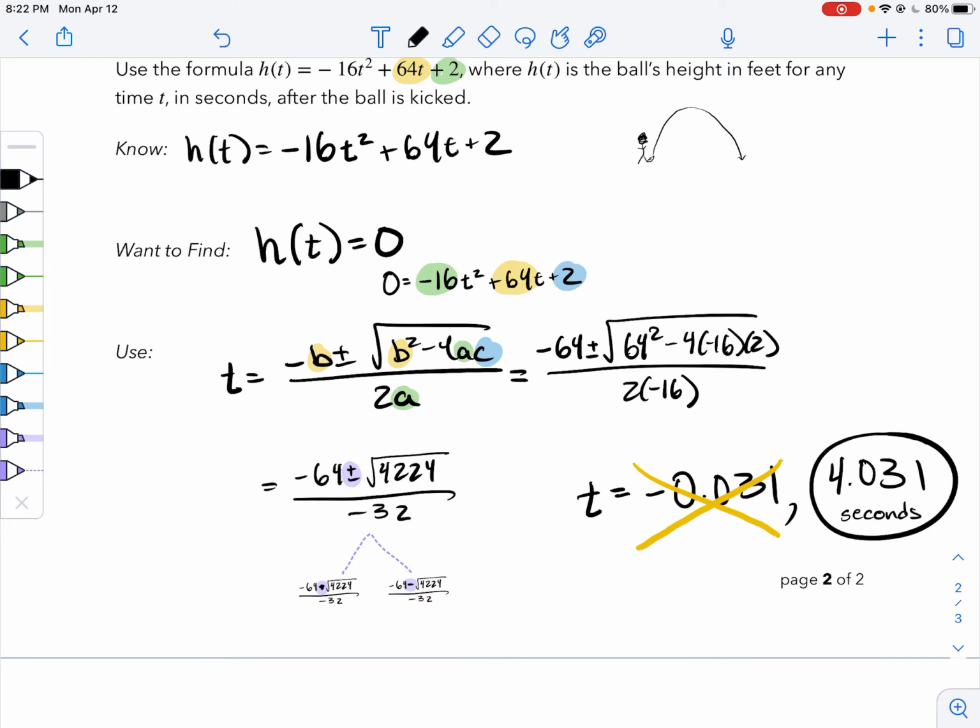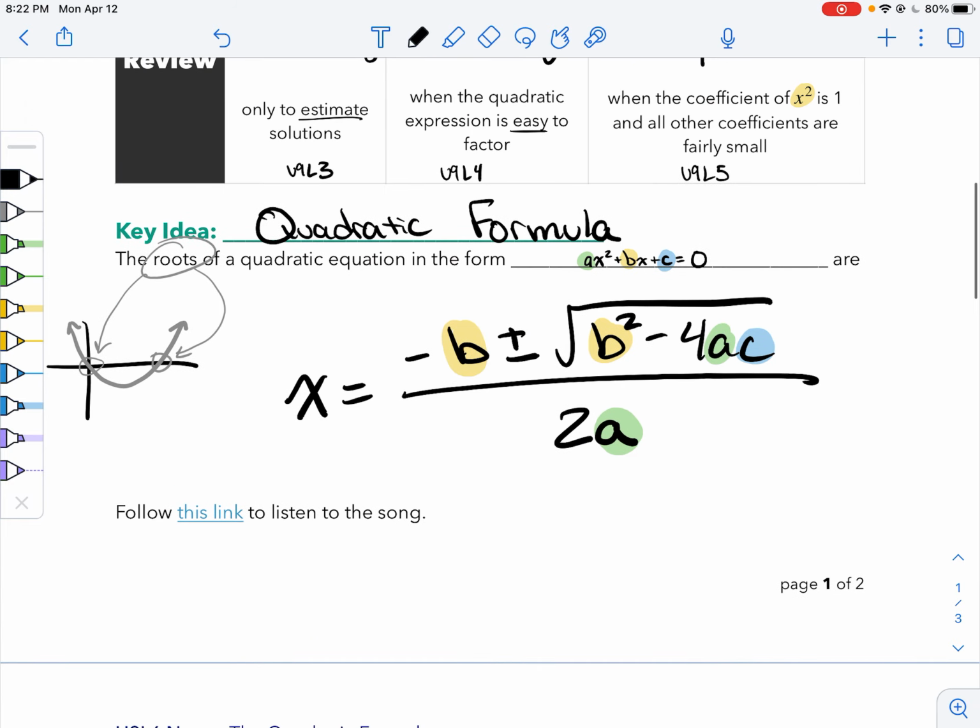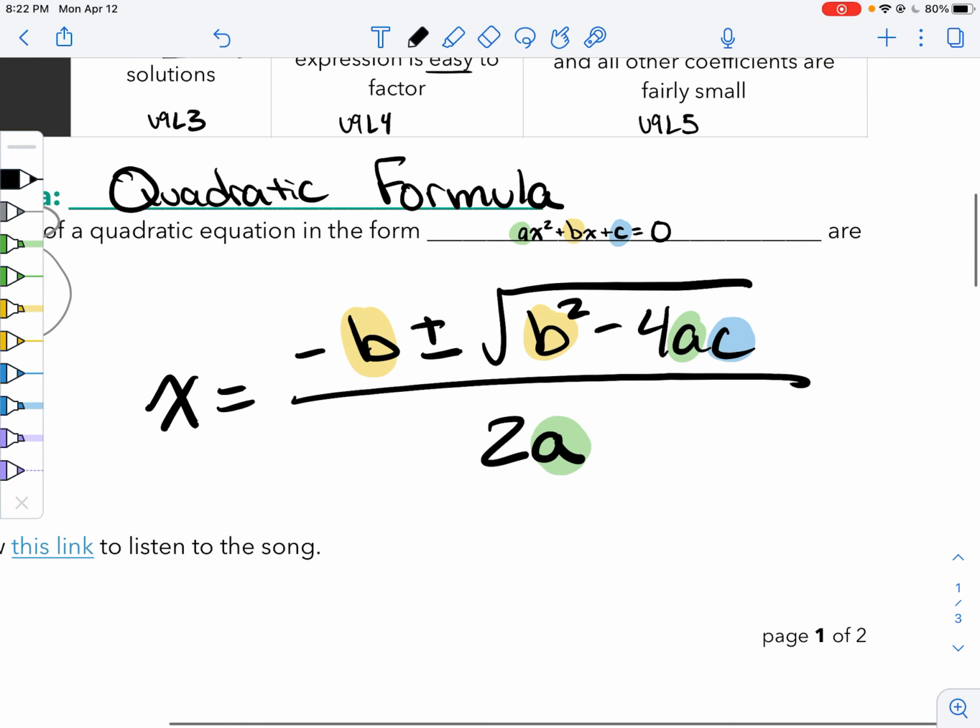Good job. Key idea of the day right here: quadratic formula. To find when your graph equals 0, what x makes your graph 0, use the quadratic formula right here. Have a great time with your homework.